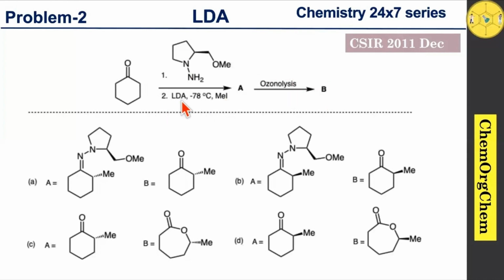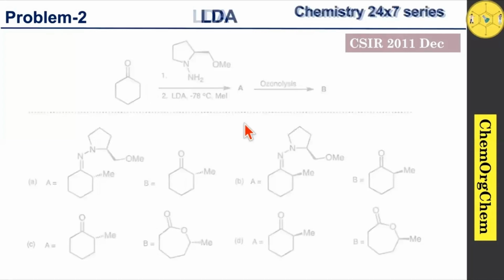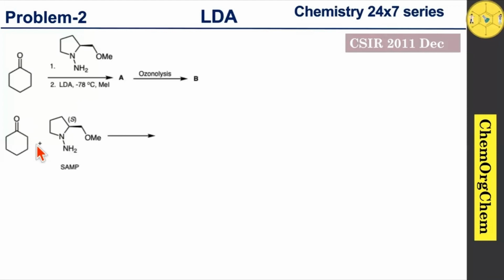So let's break down this problem step by step in our slide. Here you see cyclohexanone reacts with this chiral auxiliary. I hope most of you are aware of chiral auxiliaries, which are highly useful in asymmetric synthesis. This is one of the chiral auxiliaries, and its name is SAMP. Here SAMP indicates that S means the configuration of this center, and AMP means amino methoxypyrrolidine. When you react cyclohexanone with SAMP, that readily provides the corresponding hydrazone derivative.